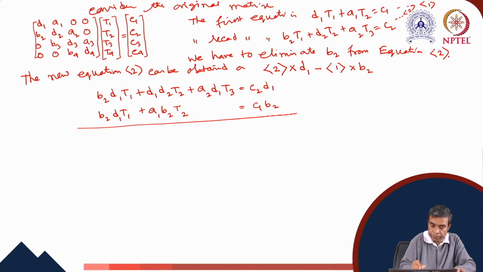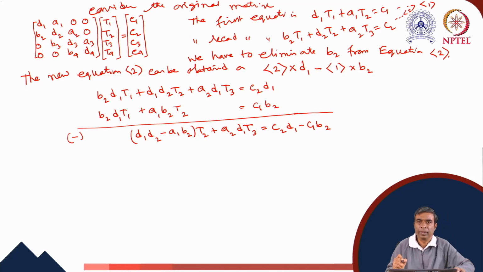Now we perform the subtraction. This subtraction eliminates the coefficient B2 and then we are left with (D1 D2 minus A1 B2) into T2 plus A2 D1 into T3 equals to C2 D1 minus C1 B2.